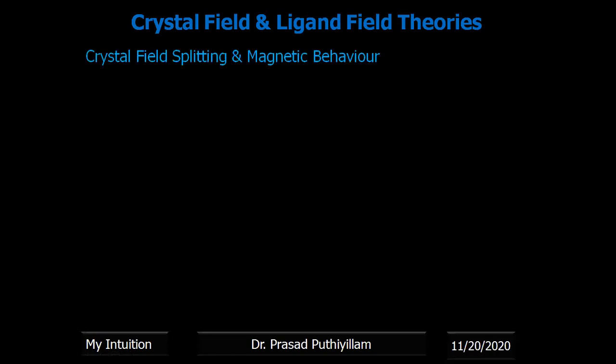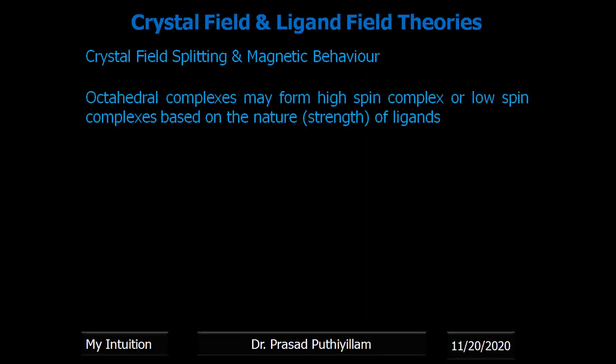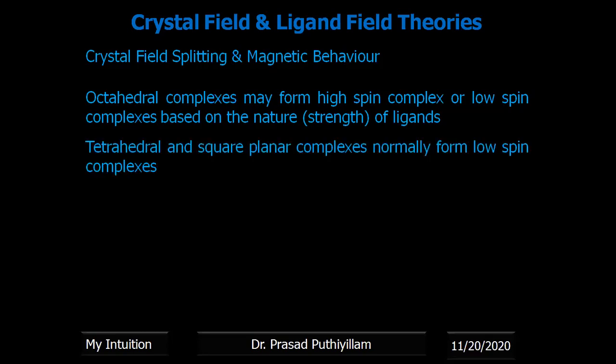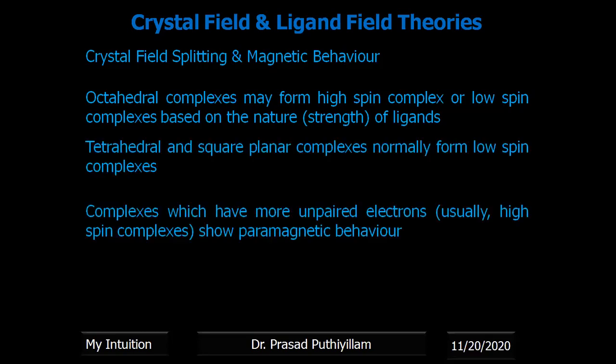So, crystal field splitting and magnetic behavior. How does crystal field splitting affect magnetic behavior? Octahedral complexes may form high spin or low spin complexes based on the nature or strength of the ligand. Tetrahedral and square planar complexes normally form low spin complexes. Complexes which have more unpaired electrons, usually high spin complexes, show paramagnetic behavior. So that's all for this particular class. Thank you very much for watching, and we will continue in the next class.